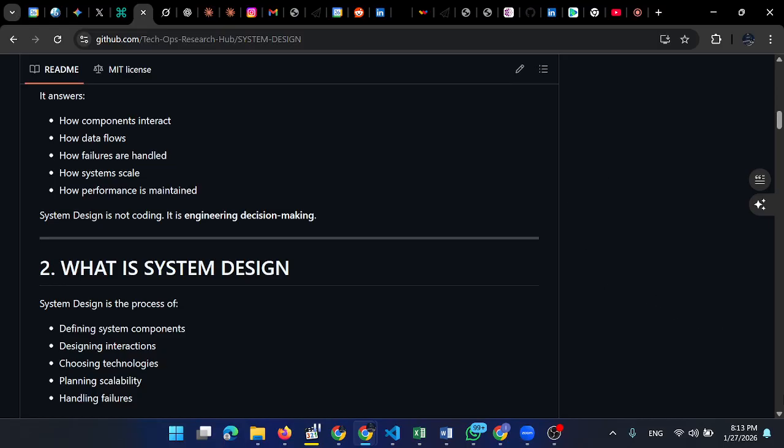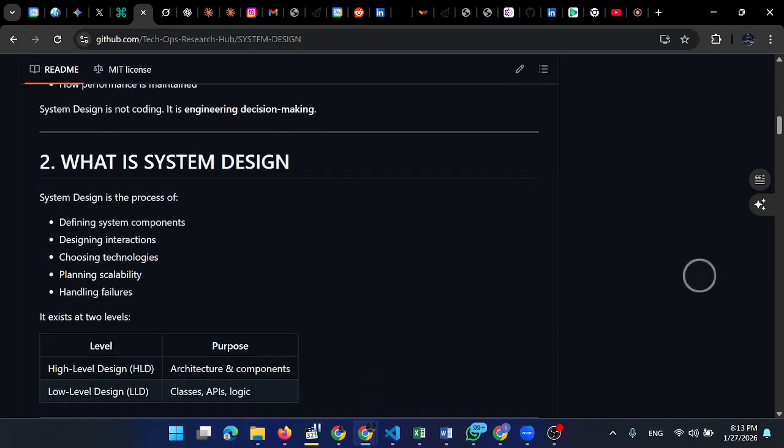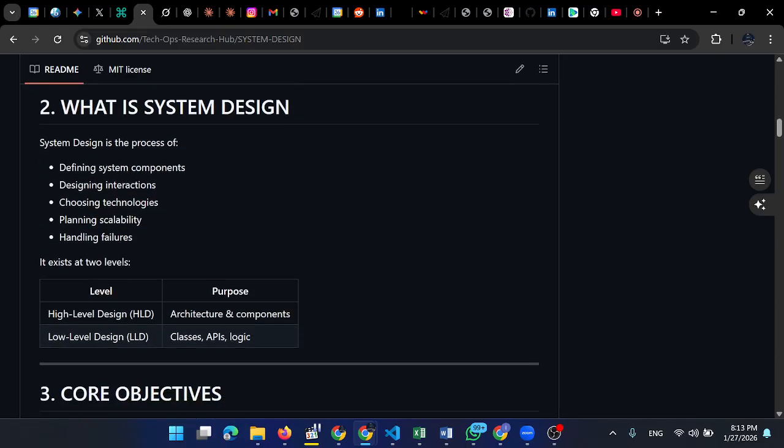So, let's get to understand what system design actually is, right? System design is the process of, one, defining system components. That is one very important thing, actually. It means you have to understand what the core components are that are required for you to come up with a very unique system.